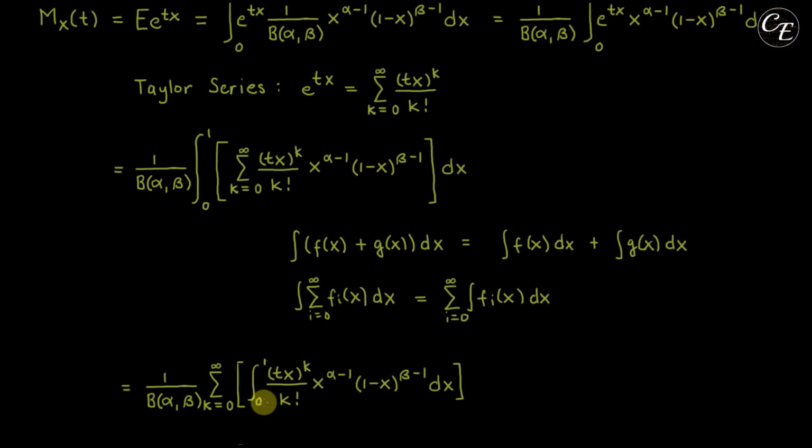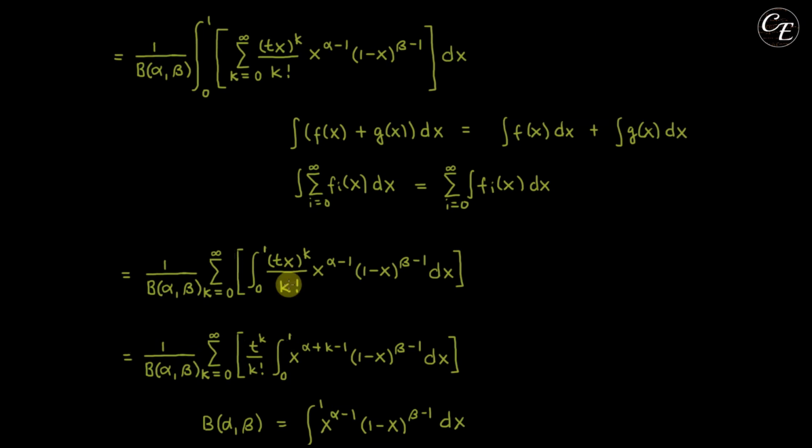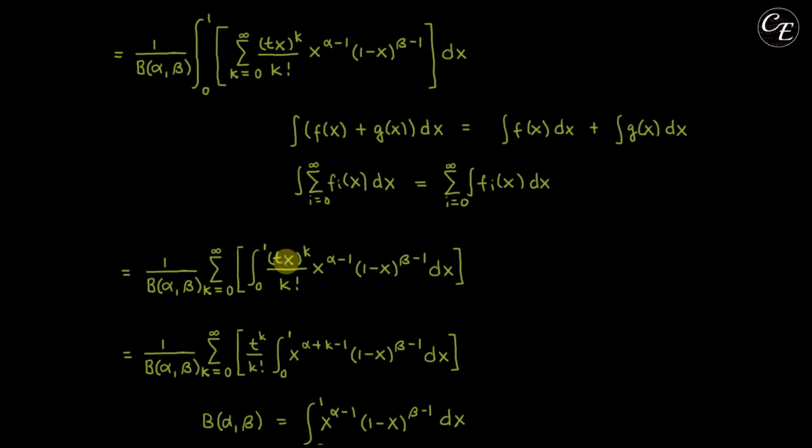Now in here, in this integral, t and k are treated as constants. So we can move them outside of this integral. So we have this one from here, t raised to k, which is this one, and then over k factorial, which is this one. Then we can combine the x in here and x in here to have x raised to alpha plus k minus 1, which is this one.